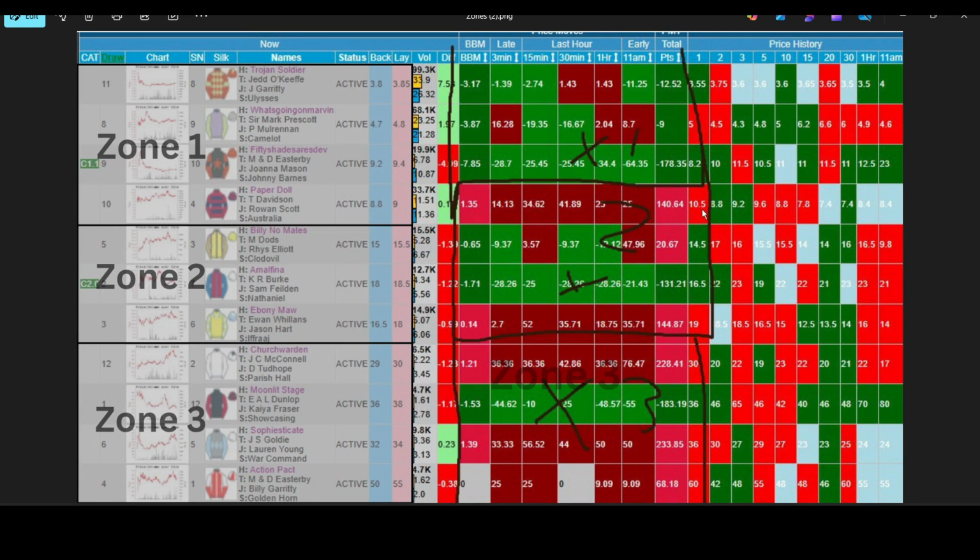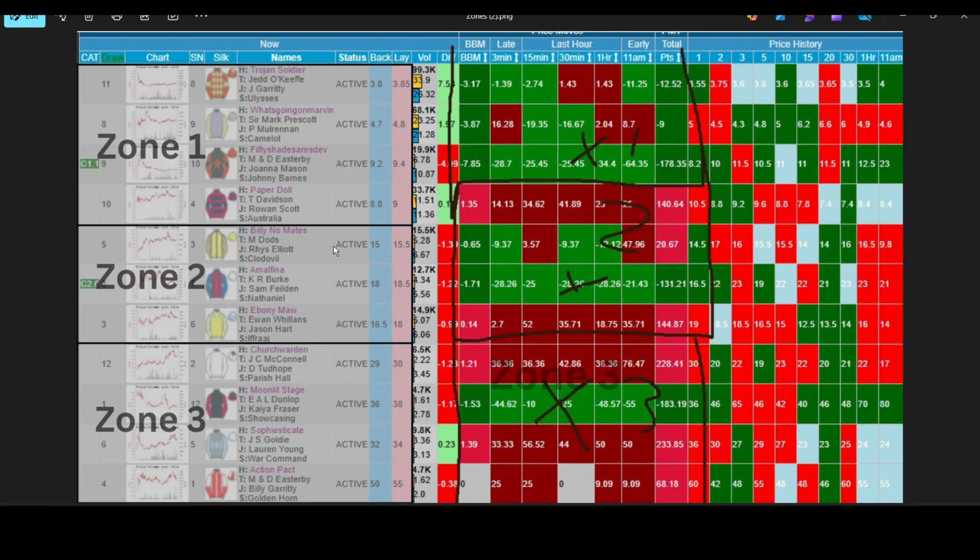Now all of these horses sit in zone 1. Paper Doll has drifted more or less all day long, so we're left with one horse in zone 1 that's been backed in from 11 a.m. That then becomes a selection. So if we go down to zone 2, we'll see something fairly similar.